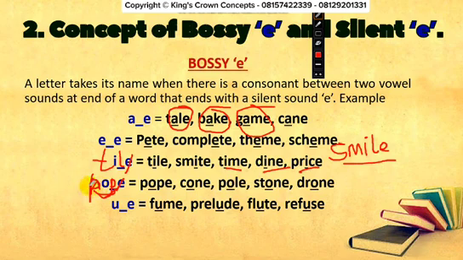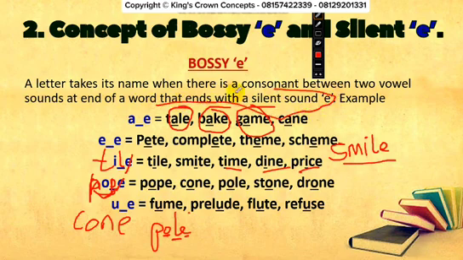We have pope. We have cone. We have pole. All because the vowel, a letter takes its name when there is a consonant between sound of a word at the end of a word that ends with a silent E. So you, the teacher, is your own silent E to explain it to the children why this one is taking name O, or U, or I, or E.